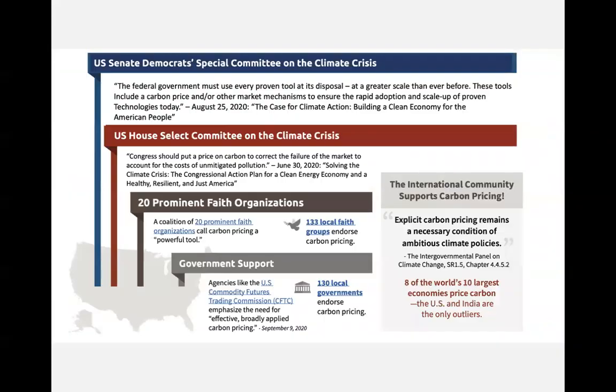administration. On the Democratic side, the US Senate Democrats Committee on the Climate Crisis and the US House Committee on Climate Crisis both said we need to include a carbon price as a tool in our climate action. The IPCC, the group of scientists who gave us that 1.5-degree goal that all of us accept, described a carbon price as a necessary condition of ambitious climate policy.